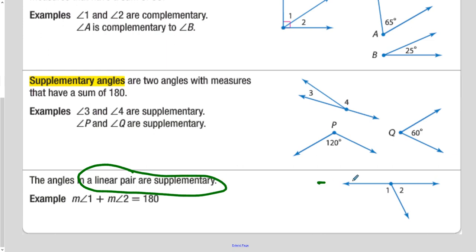So if you have this line and you throw a ray off of it, the two angles that you create will add up to 180.